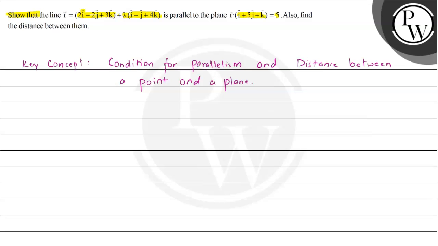तो जब कंडीशन फॉर पैरेललिज्म होती है, अगर कोई प्लेन और कोई एक लाइन को आपको पैरेलल प्रूव करना है, तो लेट्स से दैट प्लेन P1 इज r vector dot alpha, beta, gamma is equal to delta. This is the equation of the plane. Line is x1, y1, z1 plus lambda times x2, y2, z2 is equal to 0. So let's say this is your equation of the line.